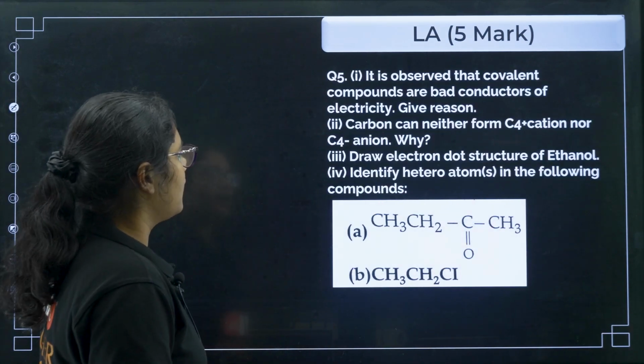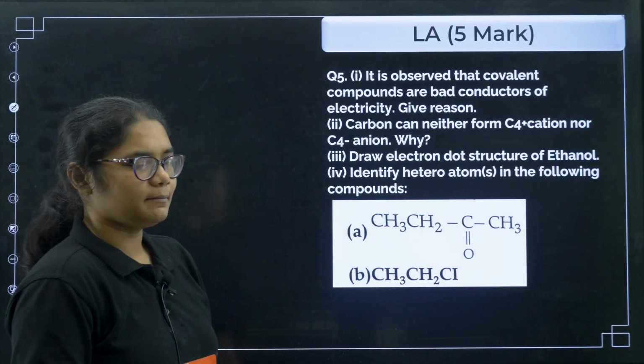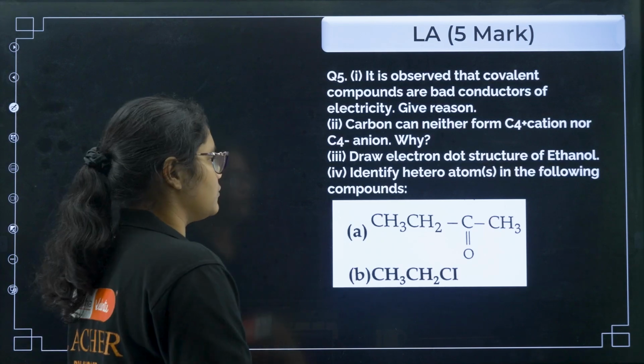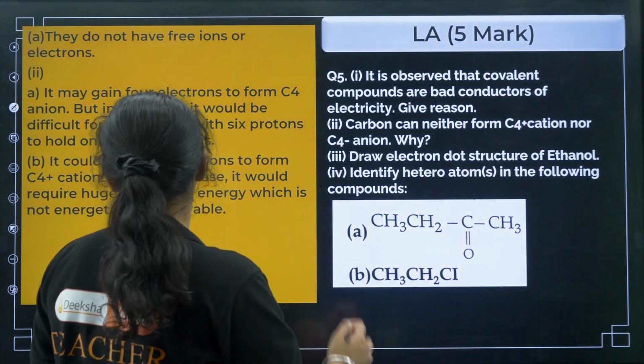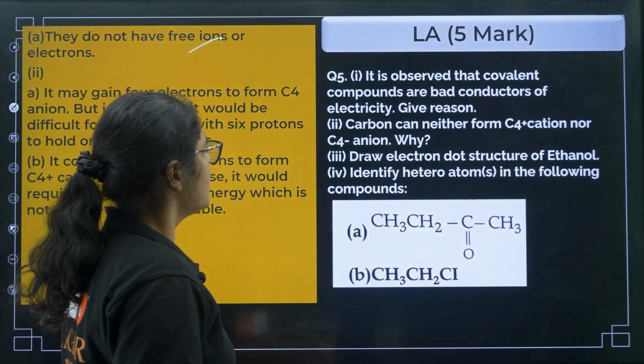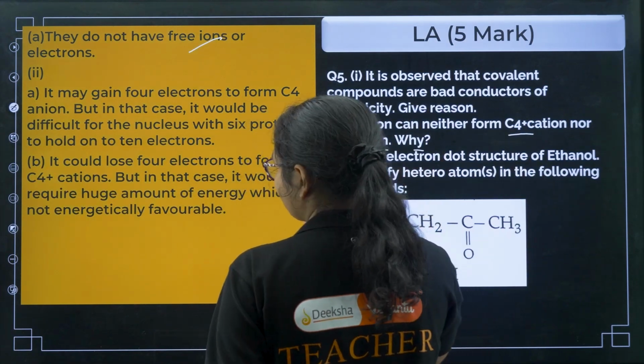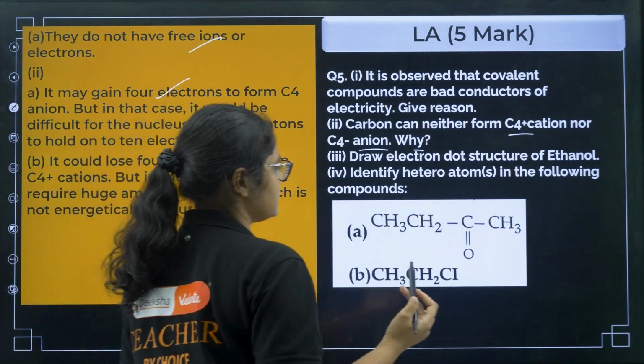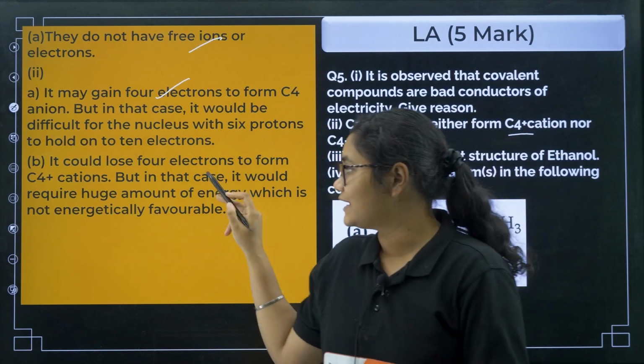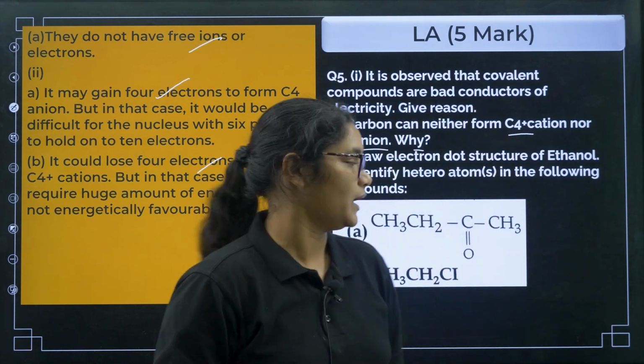Next question, it is observed that covalent compounds are bad conductors. You know why? Because they do not have any free electrons. Next, can carbon form a C4 cation or anion? This question we have already discussed. It cannot gain because it will be difficult for the nucleus, and it cannot lose because it will require more energy.